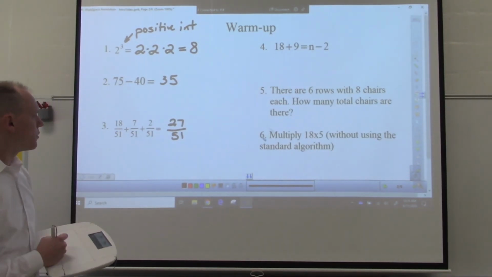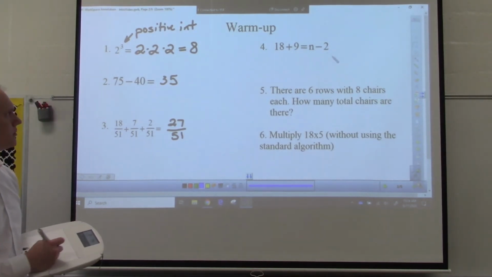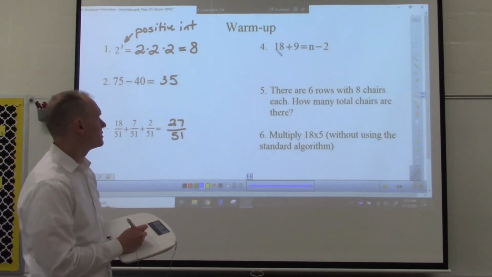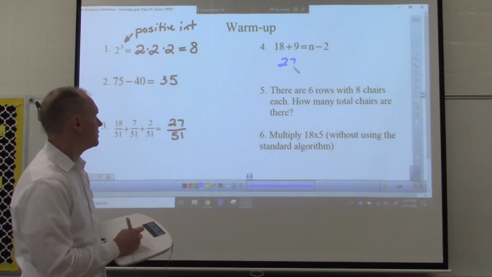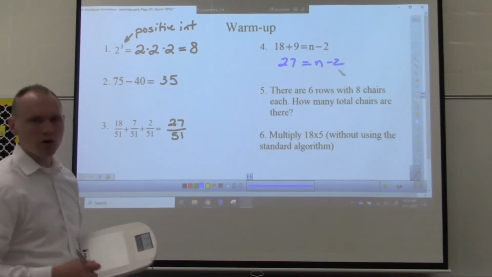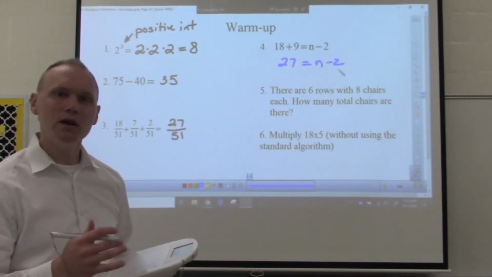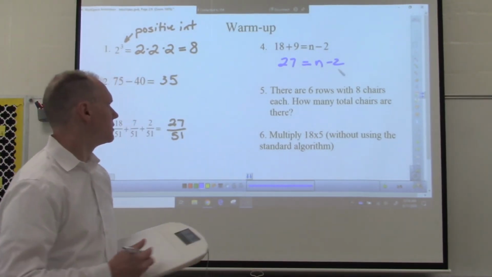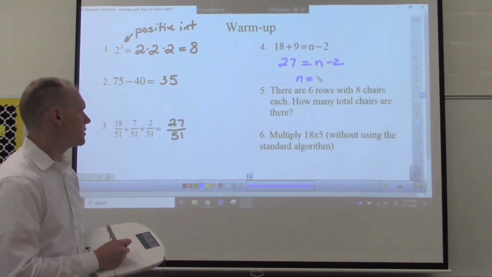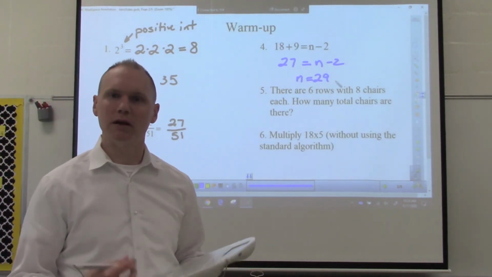All right, let's move on to number 4 here. 18 plus 9 equals n minus 2. If we want to simplify the left side first, 18 plus 9 is, as we did a minute ago, 27. Equals n minus 2. And you can go about solving this maybe more algebraic way, or you can just think about it. What number minus 2 would give us 27? And so we can get pretty quickly that n equaling 29 would satisfy that equation and make it a true statement.